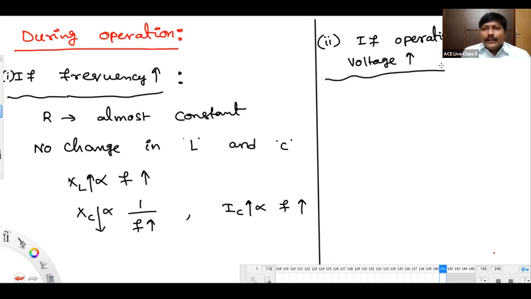This is our question actually, right? If operating voltage is increasing, we should investigate what will happen to R, L, C, XL, XC, and then charging current.